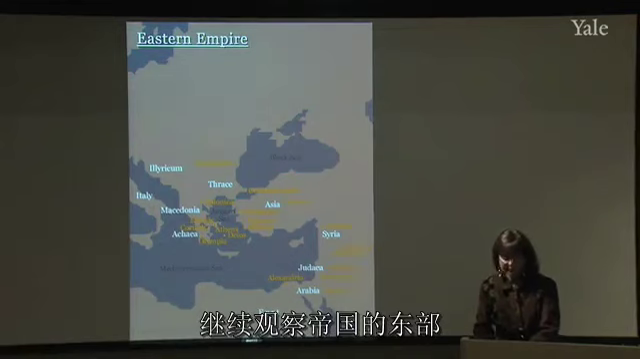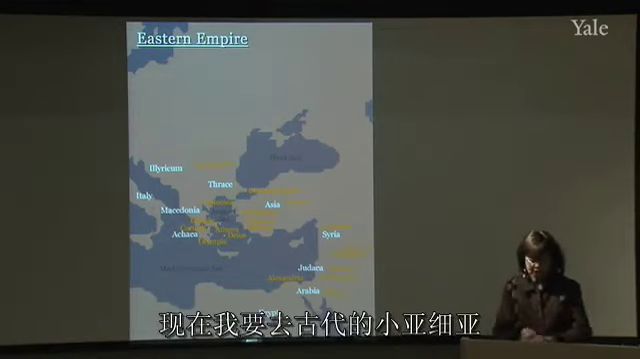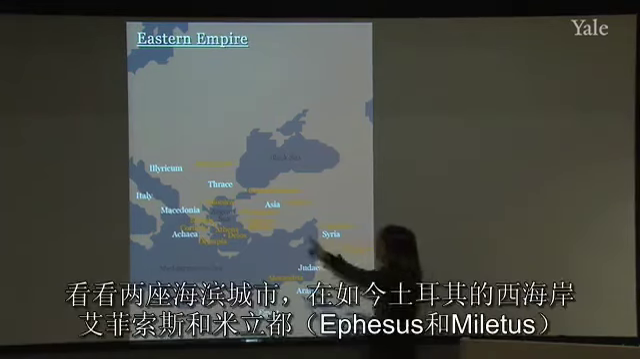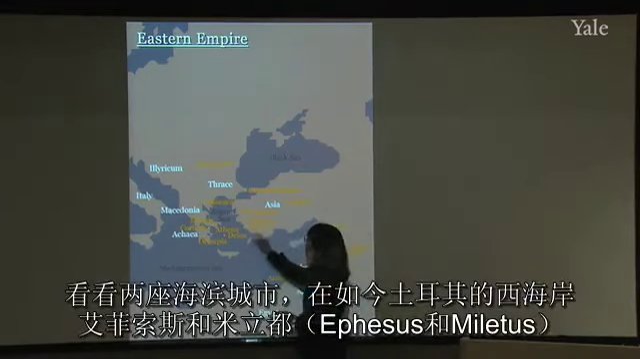Staying in the Eastern Empire, I want to go now to ancient Asia Minor, to two sites on the coast, on the western coast of what is now Turkey, Ephesus and Miletus.